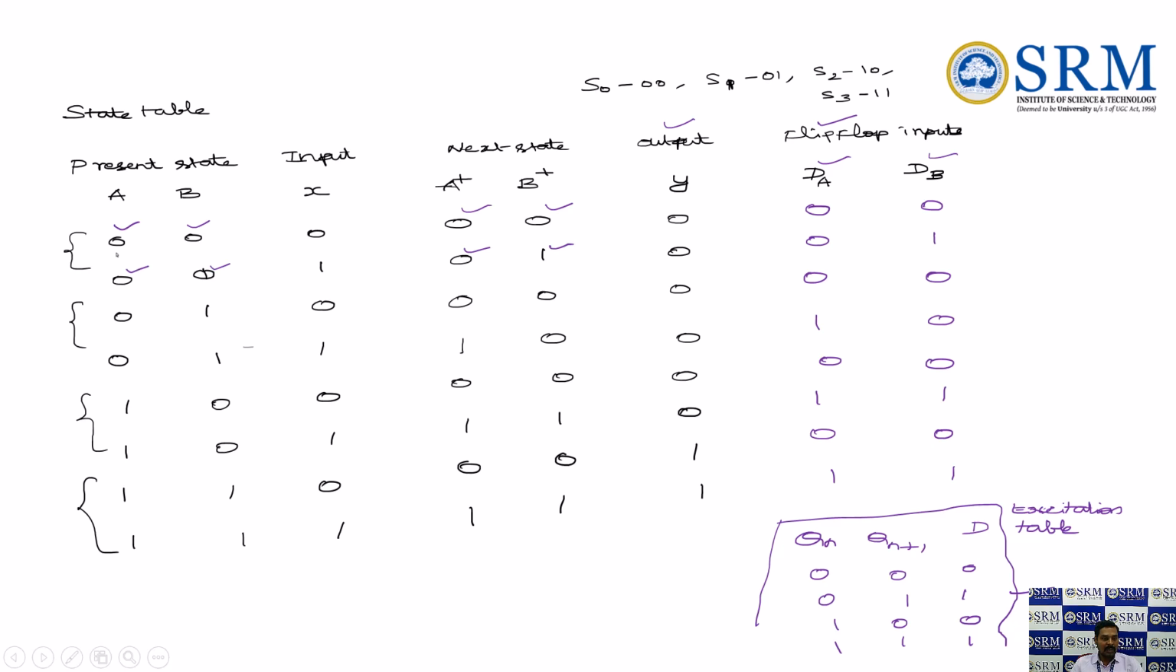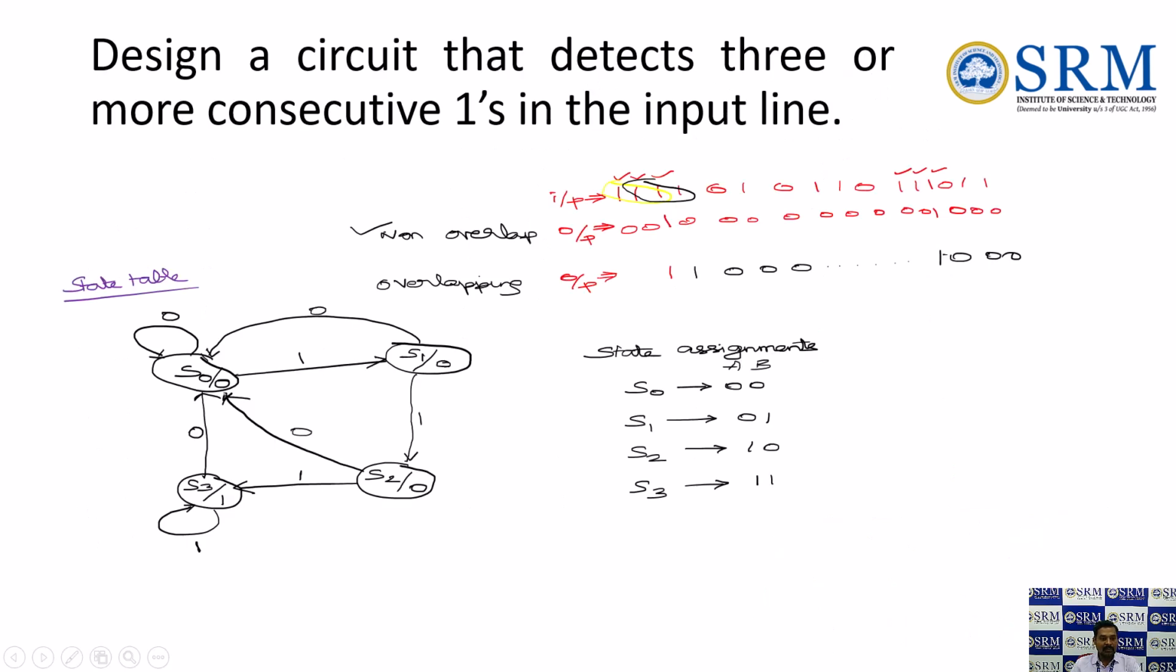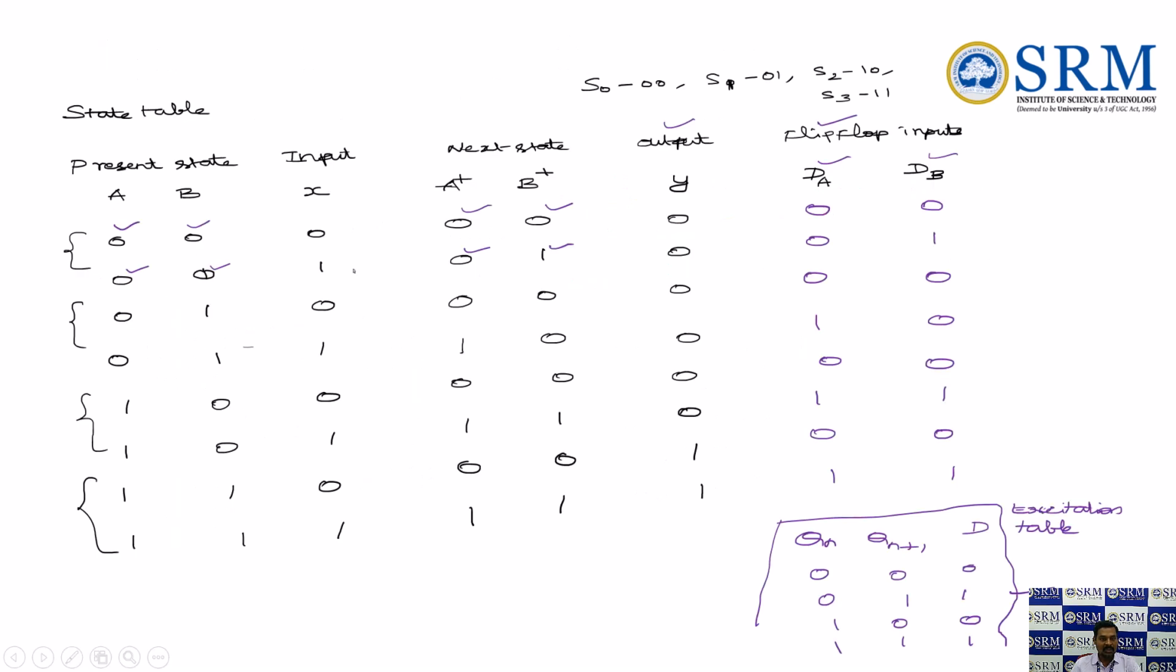I'm writing the possible combinations. So 00 with 0 as input, 1 as input. Similarly for 01, for 10, as well as for 11. The next state I'm obtaining from the state diagram with the help of input and the state assignment. So for 00, if 0 is given, it stays at the same state, so the next state is 00, and the output is also 0. In a similar way, I wrote the state table.